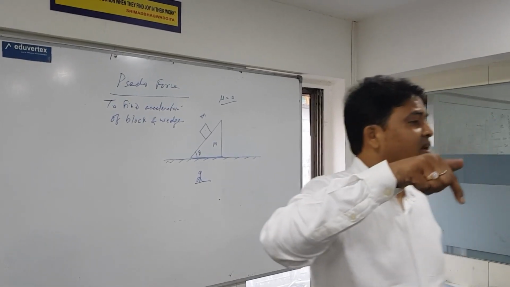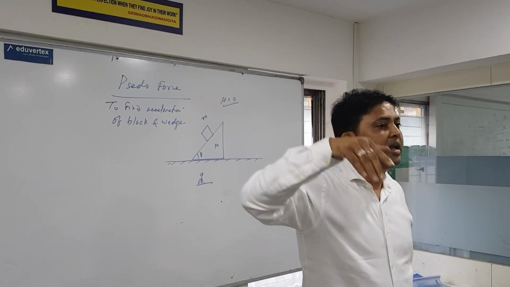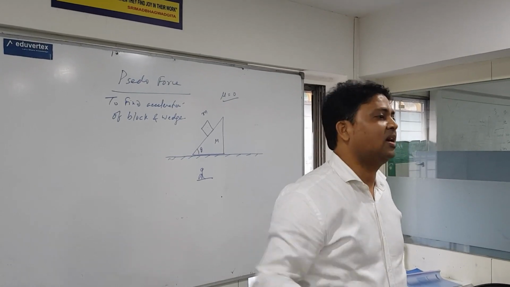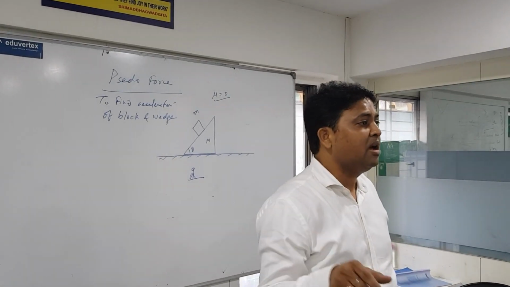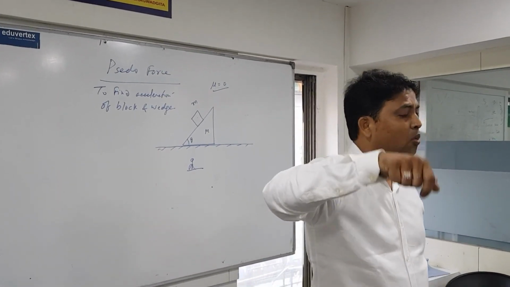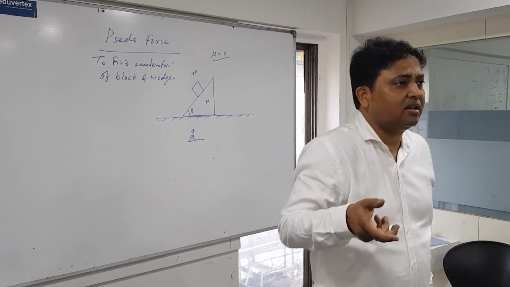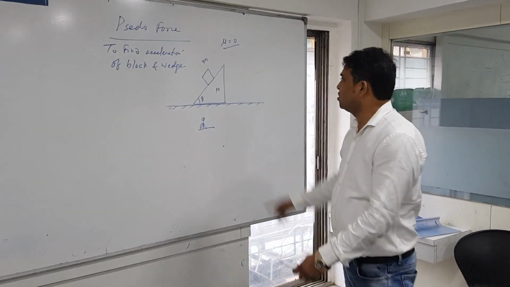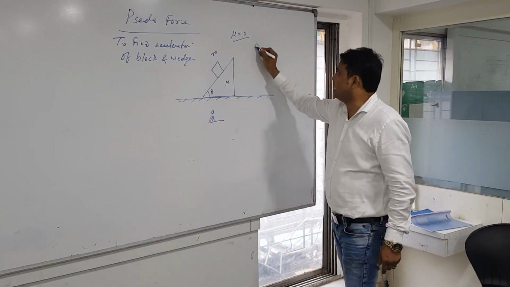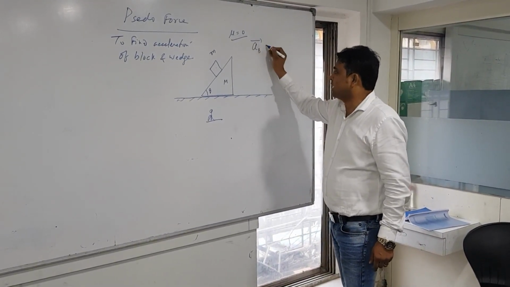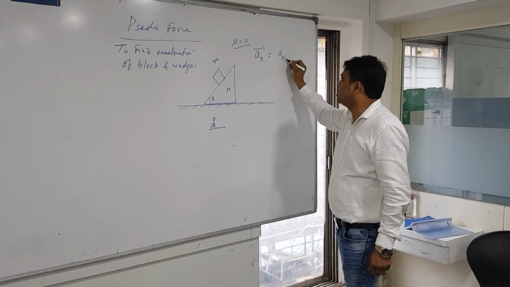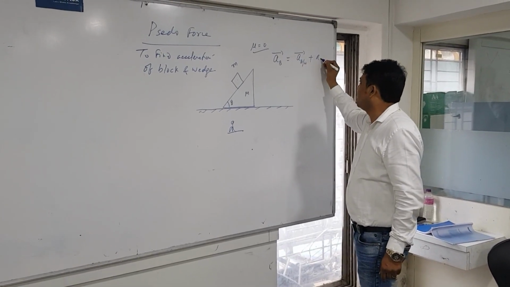One, its acceleration with respect to the wedge is the downward straight line. But at the same time, it is on a frame, it is on the wedge which is accelerating rightward. So its net acceleration will be, the net acceleration of block will be what? I can say acceleration of block with respect to wedge plus acceleration of wedge.